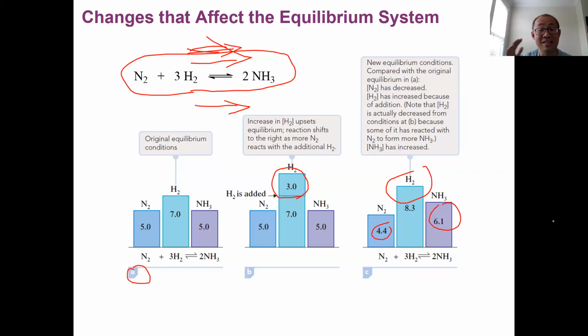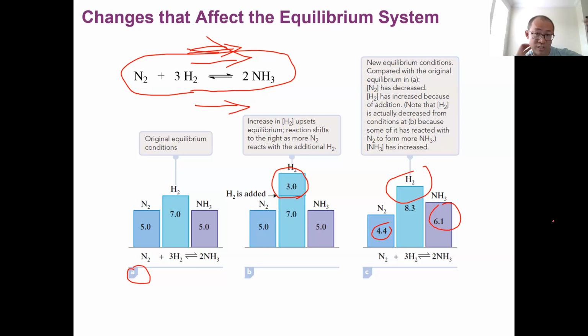But overall, in the end, your hydrogen will still be higher than before because, again, we're reducing the stress. Okay, reducing the stress. So this picture, I want you to further digest it to see what it means to shift to the right. How come the concentration of each one changes when the equilibrium shifts to the right?